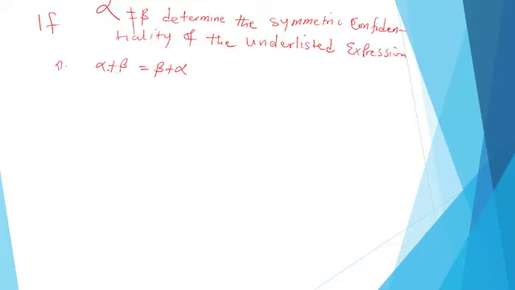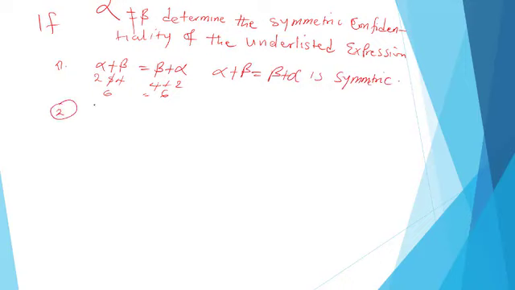Now, like what we proved in our previous lesson, if alpha is 2 and beta is 4, then 2 plus 4 is 6, and here 4 plus 2 is still 6. So alpha plus beta being equal to beta plus alpha is symmetric. That's number 1.